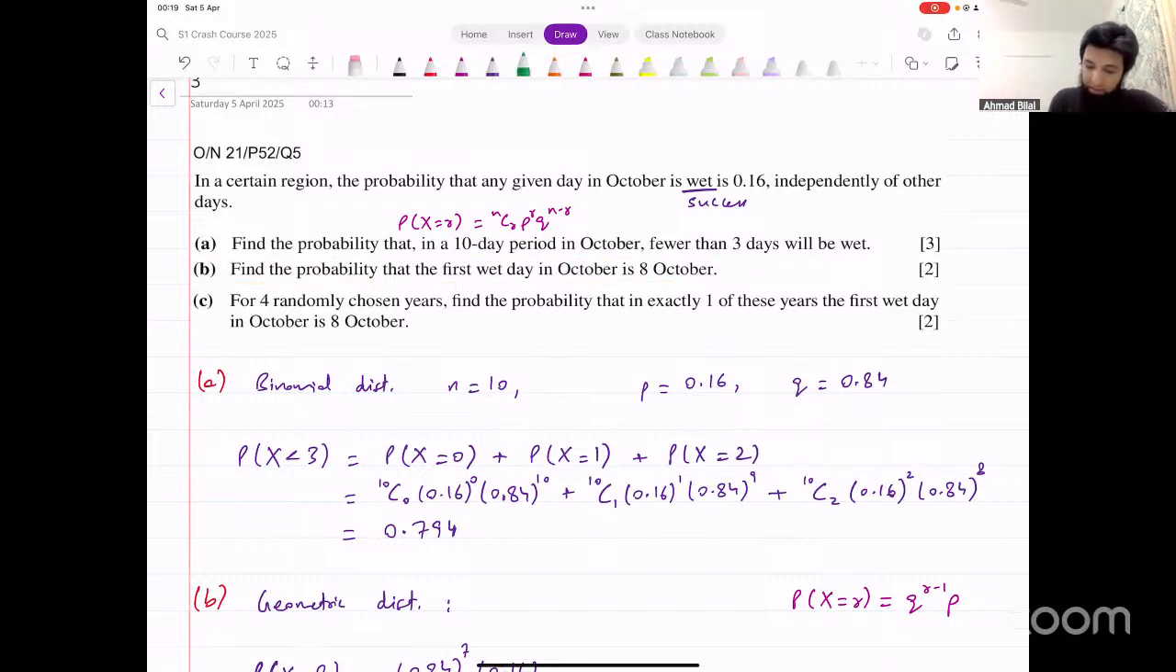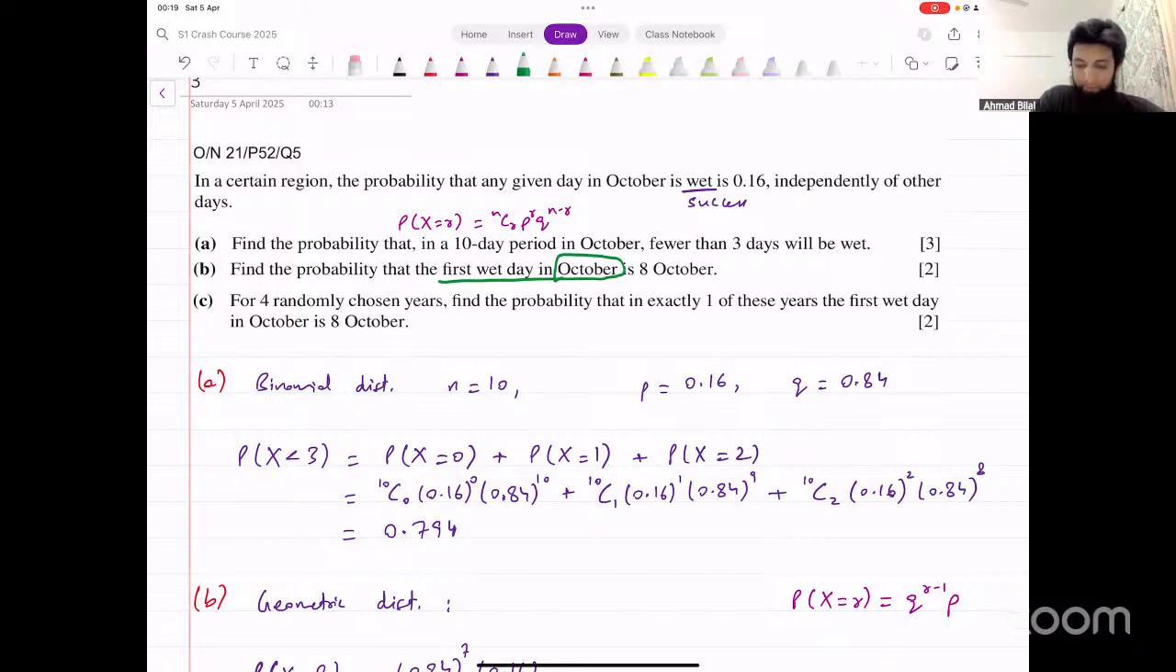It says probability that the first wet day in October. So they're saying in October, the first wet day should be 8th October. So we're talking about the whole month of October, right? So it has to start from first. Okay. Yes, Ibrahim?